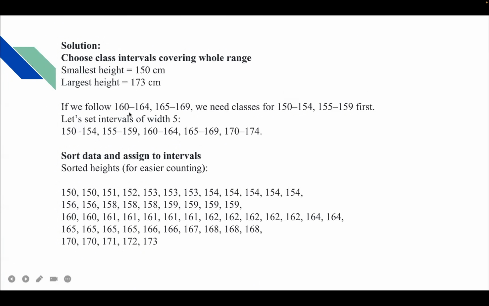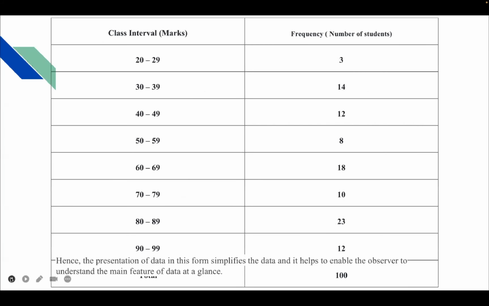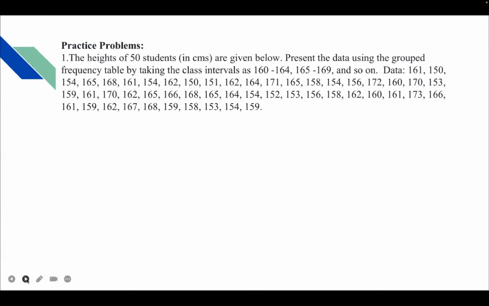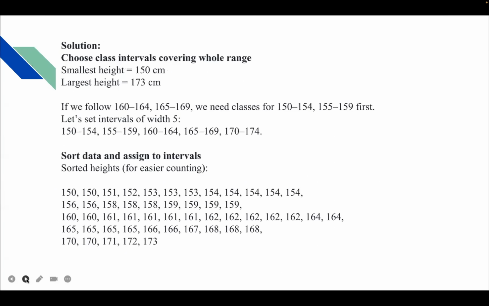So the smallest height is 150 centimeters and the largest height is 173 centimeters. So since we are to follow 160 to 164, 165 to 169, who can tell me the difference between this question's interval and the last one that we solved in example 3? What can you notice about the class interval compared to example 3?